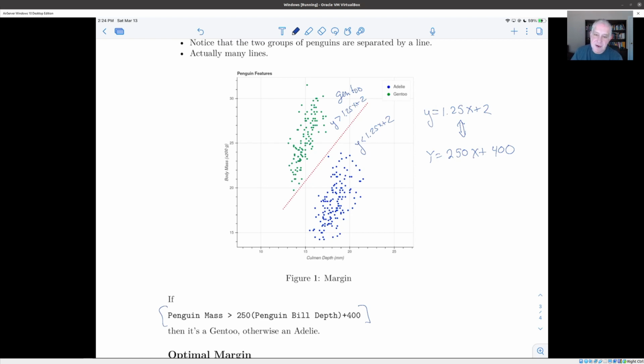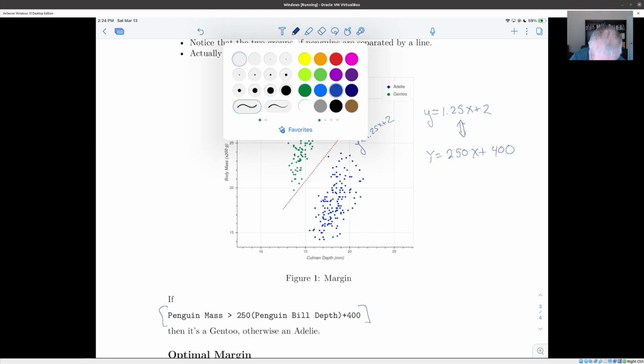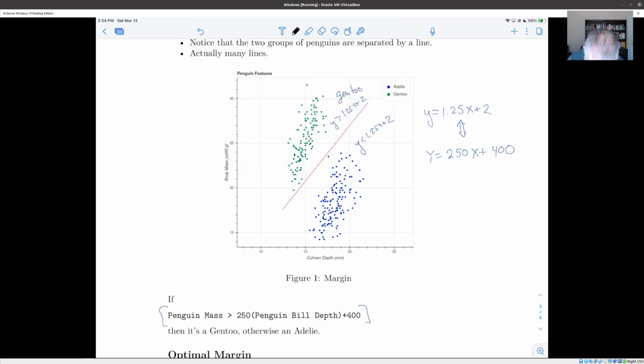Now, if we were going to try to evaluate the line that I picked, there's lots of lines that I could have drawn. For instance, I could have drawn instead, let's use a different color. How about green? How about black? I could have drawn this line. And that would have also separated the two sets. And it would give me a different criterion for distinguishing between the Adelie and the Gentoo penguins.